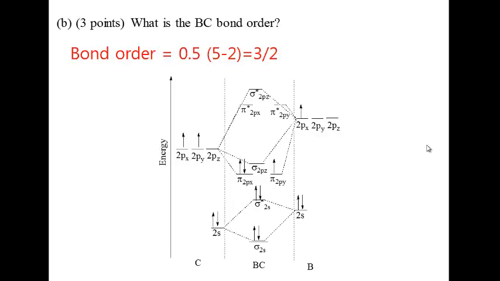Now, what is the bond order of BC? We know that bond order is 1/2 of the bonding electrons minus the anti-bonding electrons. So in the diagram, we see that there are 5 bonding electrons, whereas there are 2 anti-bonding electrons in the sigma 2s star. So the bond order is half of 5 minus 2, so the bond order will be 3/2.